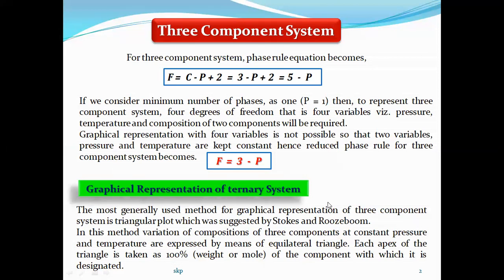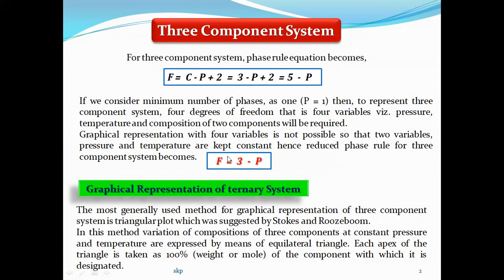The most general method used for graphical representation of a ternary system is the triangular plot, which was initially suggested by Stokes and Rosebaum. In this method, the variation of composition of three components at constant pressure and temperature is expressed by means of an equilateral triangle. Each apex, or each corner, of the triangle is taken as 100% of each component. It may be 100% weight or 100% mole percent.